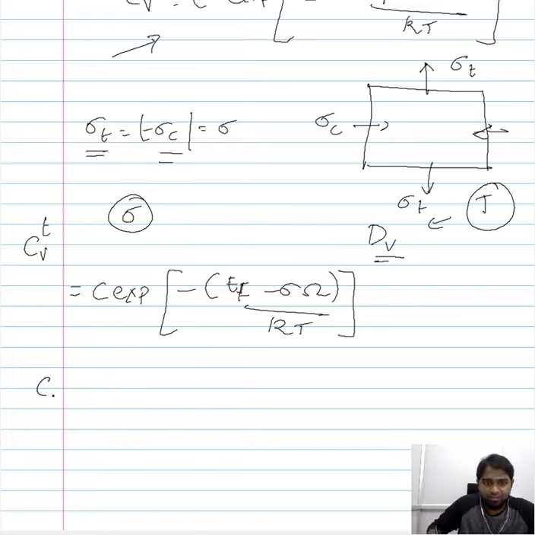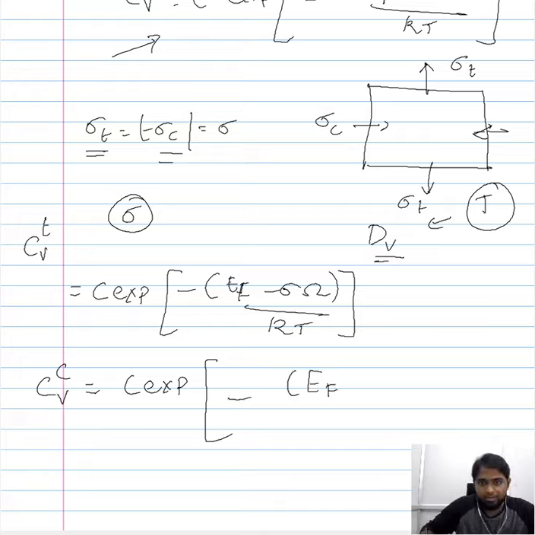Now we want to know the number of vacancies produced by the compressive load, and it would look something like this. You write this as EF. Now here there will be a minus, but given the convention that the compressive load is acting, by convention you have minus sigma and omega, this divided by the thermal energy.